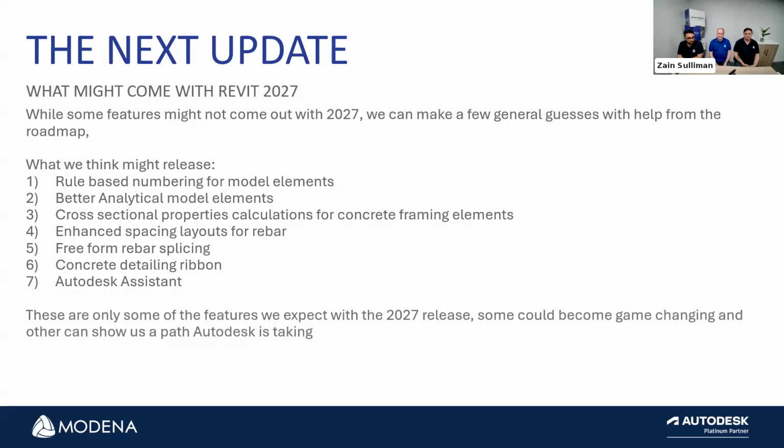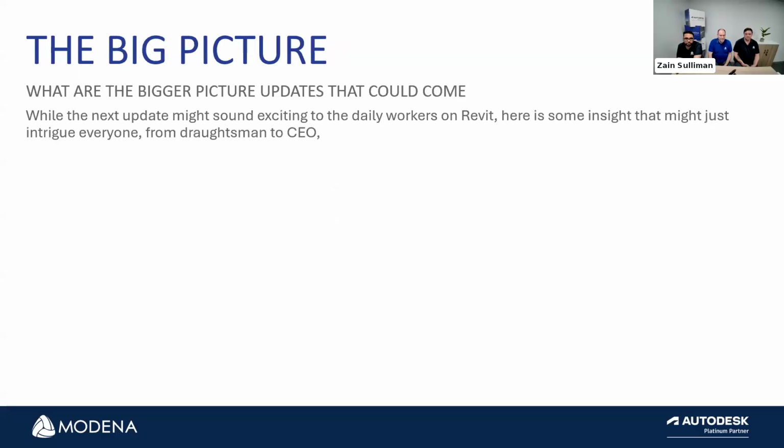Now, these are only some of the features that we can expect for 2027. Some could be game changing, and some could just be showing us which path Autodesk is taking. Now, again, we cannot confirm or deny that any of these features are being released. It is just a sort of guess at this point. We cannot say for certain. But a lot of these are, in my opinion, quite likely. And I do have reasons to say that, and I will show that in the roadmap when we get there.